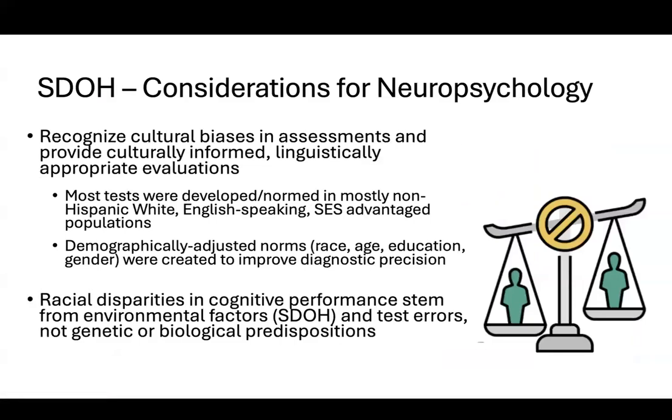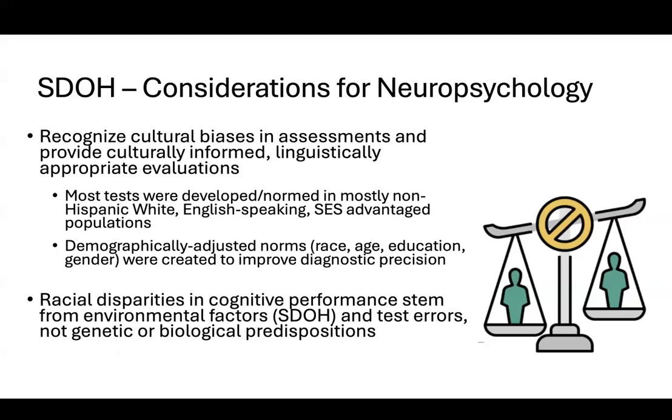Additionally, we need to recognize the biases in the field, in terms of our testing and the limitations of the instruments we have, as well as our own biases that we carry and experience. This is important to provide culturally informed, linguistically appropriate assessments. Most neuropsychological tests were developed or normed using non-Hispanic, white, English-speaking, high SES groups that do not reflect the majority of the world. To try and account for some of this, demographically corrected or demographically adjusted norms can look at age, race, education, and gender in order to improve diagnostic precision.